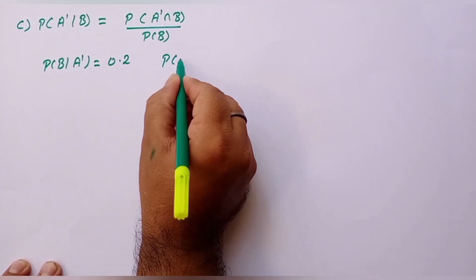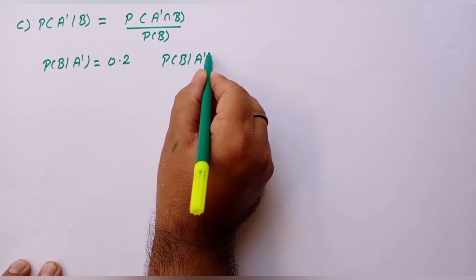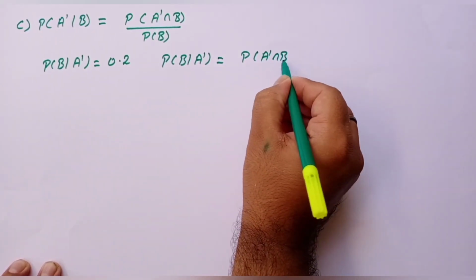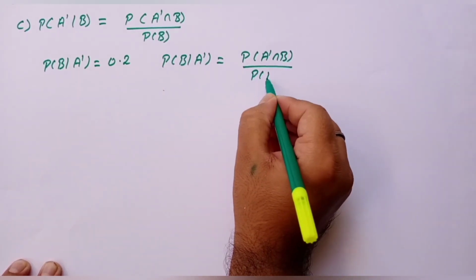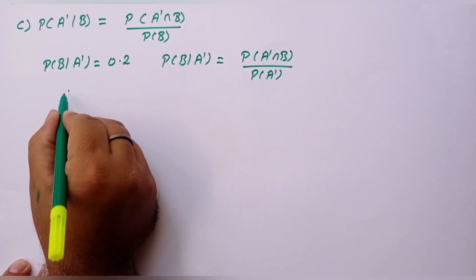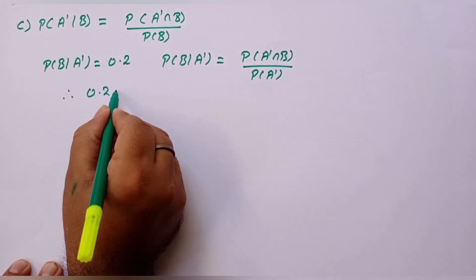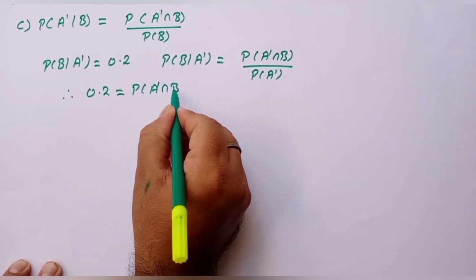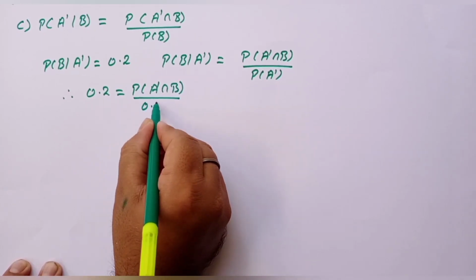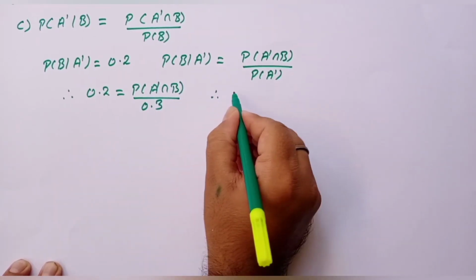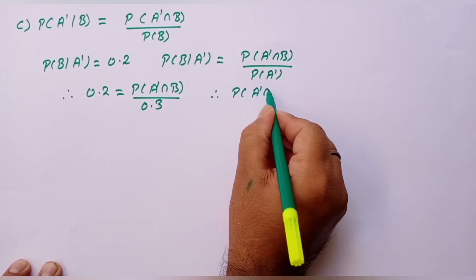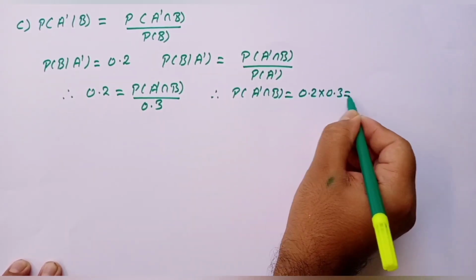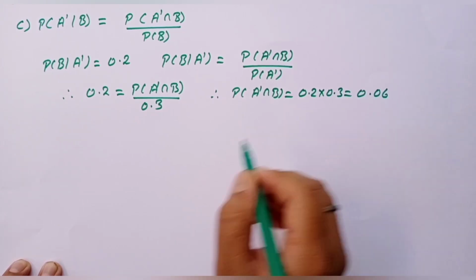We know that the probability of B under A complement is equal to probability of A complement and B divided by probability of A complement. Therefore 0.2 is equal to probability of A complement and B divided by 0.3. Therefore probability of A complement and B is 0.2 into 0.3, that is 0.06.